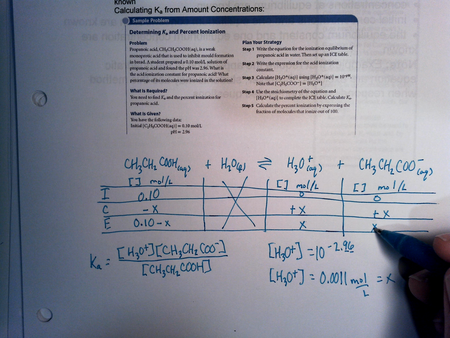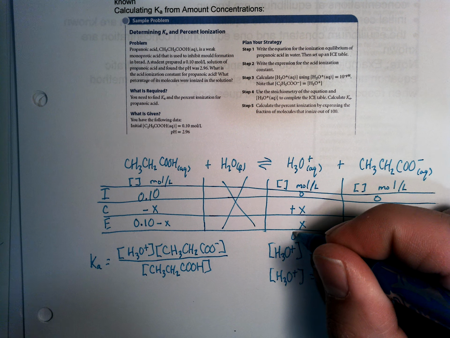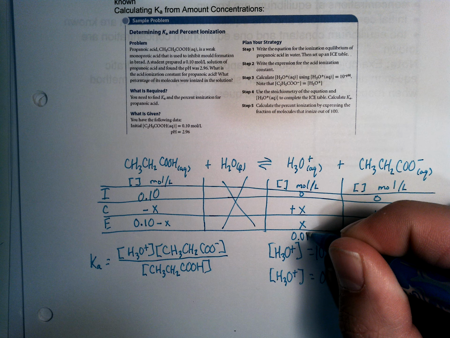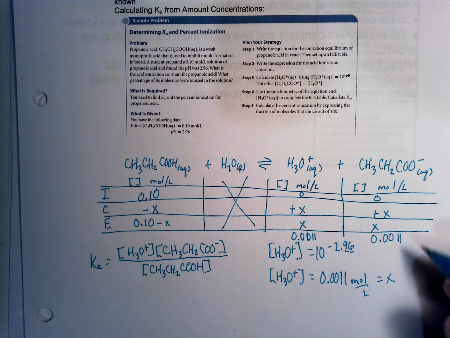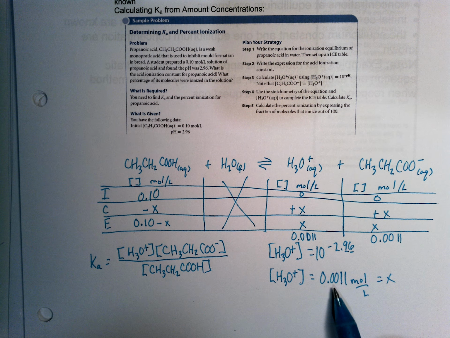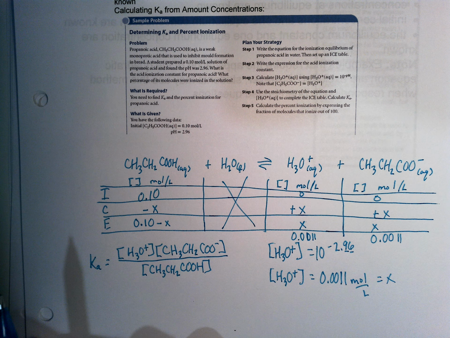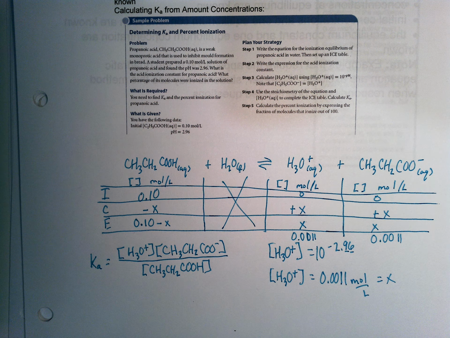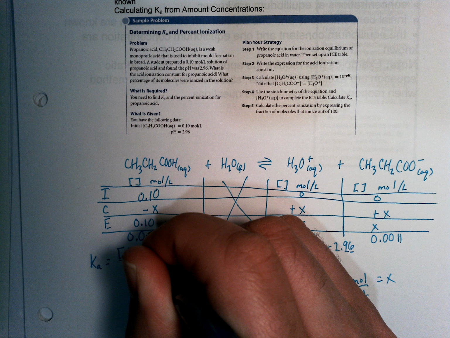Because these are both x, we know that this is 0.0011, and this is also 0.0011. Again, this is a rounded number. I want to use my calculated number when I put it in here to find my equilibrium. So I have 0.1 minus x, so minus the value I just found. So I got 0.099.